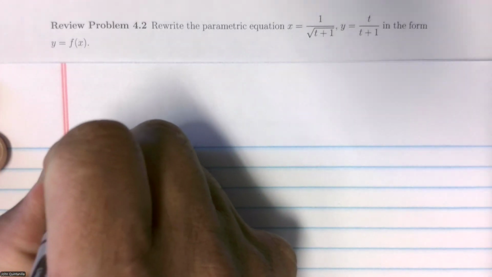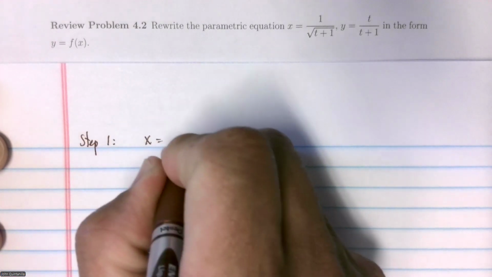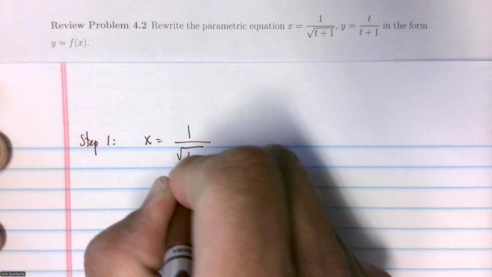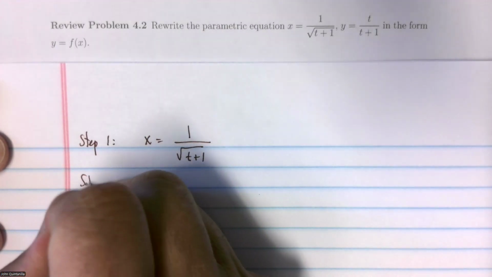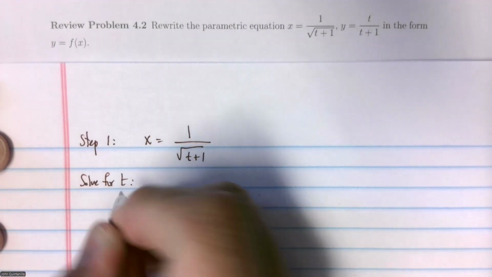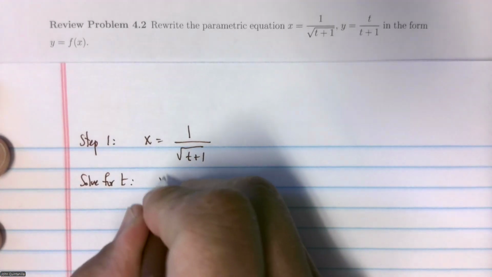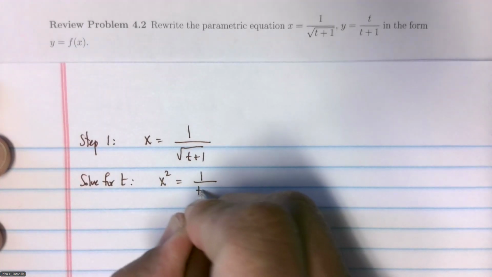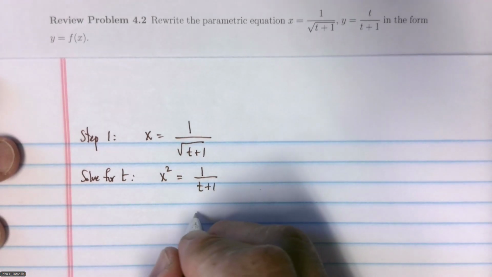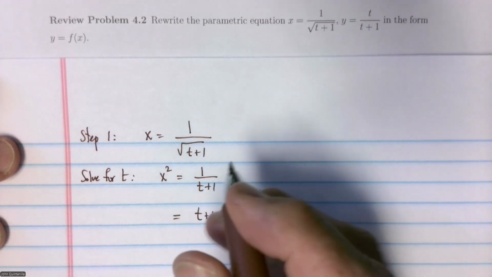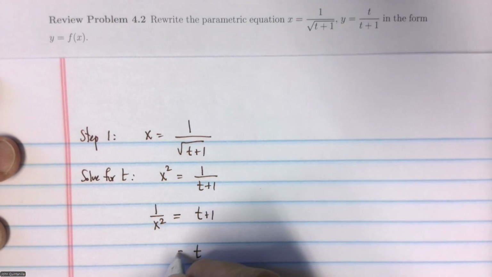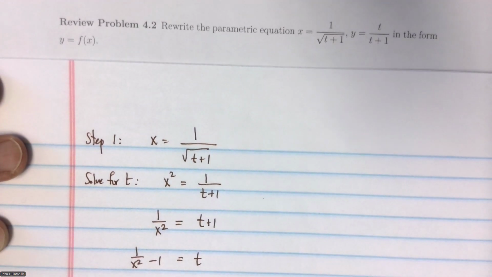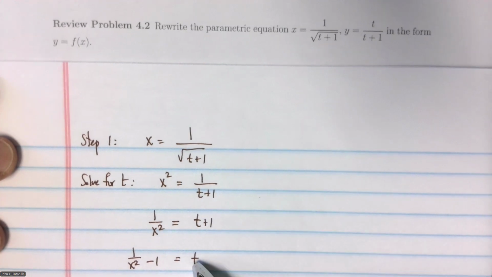So step one, we have x is equal to 1 over the square root of t plus 1. And now we solve for t. And so we get that x squared is equal to 1 over t plus 1. So taking the reciprocal, t plus 1 is equal to 1 over x squared. And therefore, t will be equal to 1 over x squared minus 1. Okay, so that's solving for t.